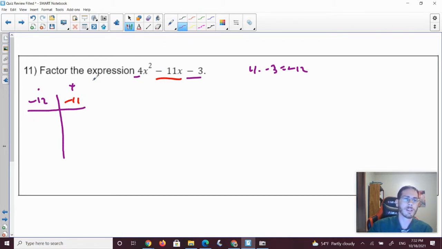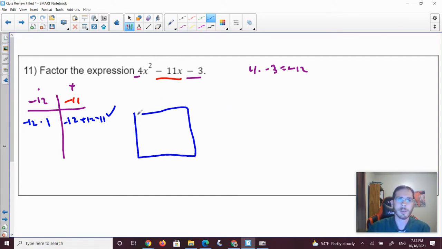So the ones that I'm going to guess are going to be negative 12 and 1. Because negative 12 times 1 is negative 12. Negative 12 plus 1 is negative 11. So that works out. You could do the double distributive method if you want. I think I'm going to just stick with the area model here.